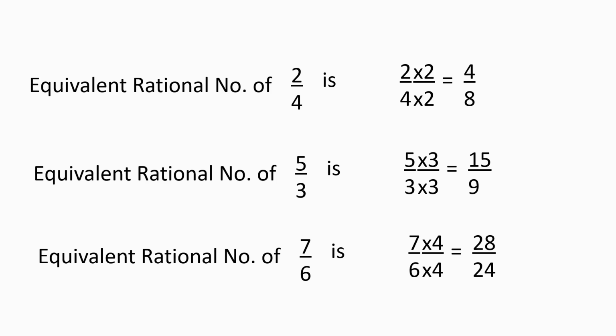In summary, we can find the equivalent rational number of a given fraction by multiplying both the numerator and denominator by the same number. This allows us to represent the same value of the fraction in a different form. Equivalent rational numbers are useful in simplifying fractions and performing mathematical operations involving fractions.